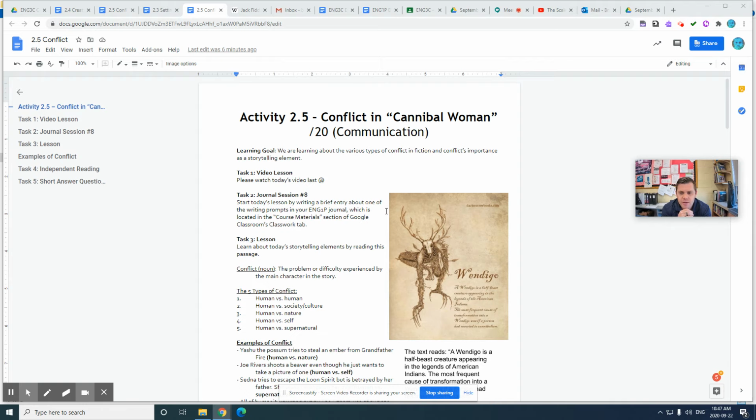And today we're going to be looking at an additional storytelling element. So previously we learned about elements like character, theme, setting, atmosphere, perspective. Today's is about conflict. And our learning goal today is we're going to learn the various types of conflict and why conflict is important as a storytelling element.